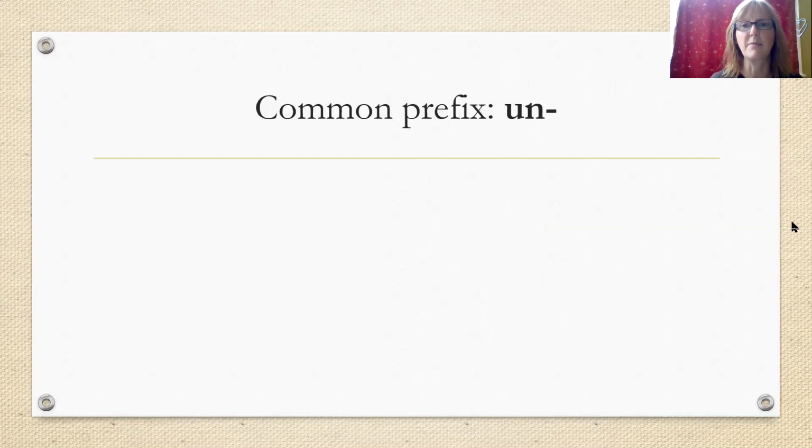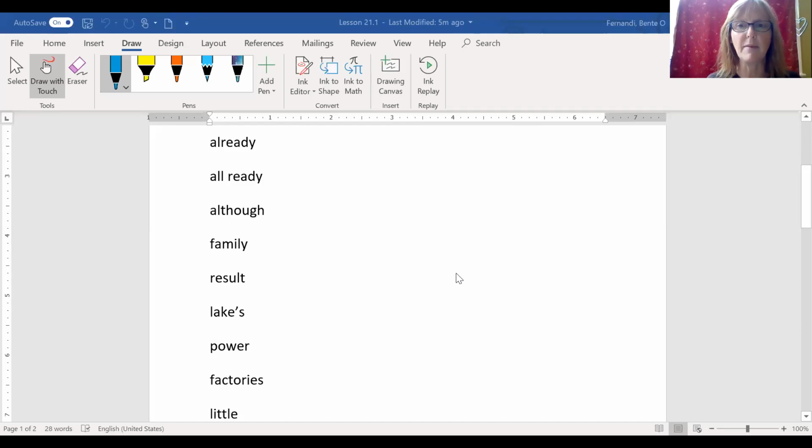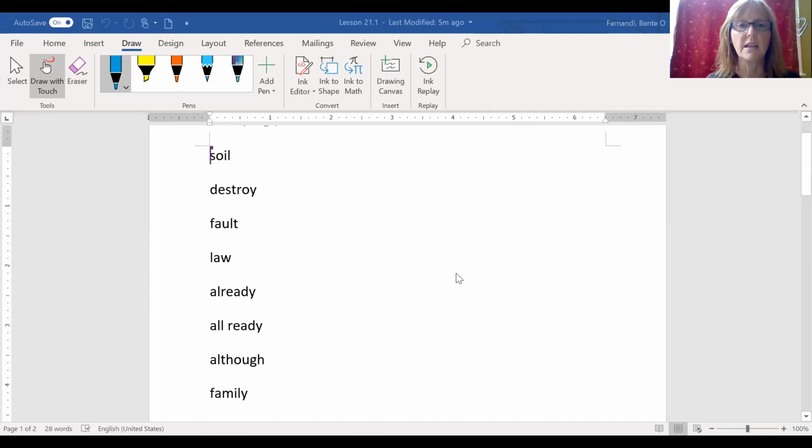Okay, we are going to stop there. That's for the next time. All right, let's look also at our, if you have your list for this week, go ahead and grab it. If you don't, you can just follow along. So we're going to start with the word soil. We have the O-I in the middle of the word. Destroy, O-Y, because it's the sound oi at the end of a word. Fault, A-U in the middle of a word there, and A-W, law, at the end of the word there.